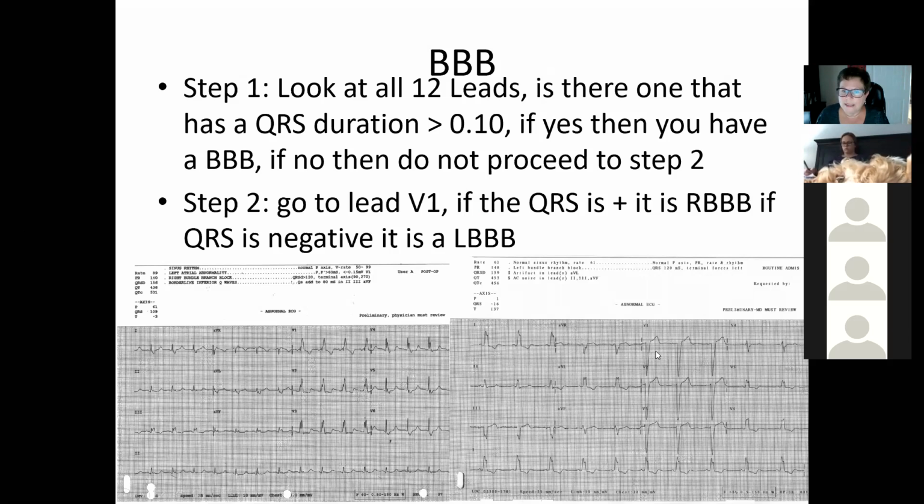The QRS in left bundle branch block will always be wide and ugly looking. It's wider in left bundle than it is in right bundle. And there's always some kind of underlying pathology related to a left bundle branch block.